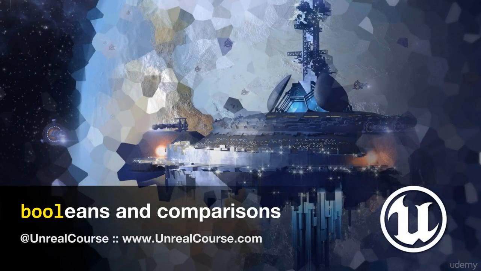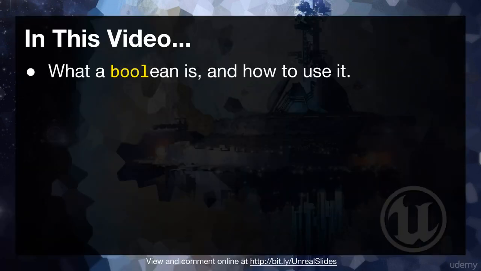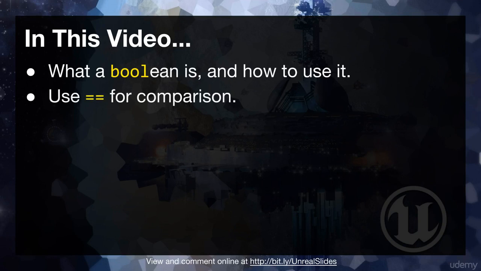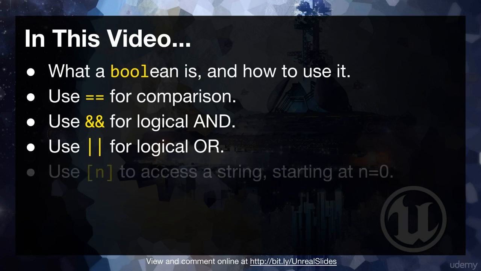So welcome to this exciting video on Booleans and comparisons. In this video we're going to explain what a Boolean is and how to use it. I'll explain that you need to use equals equals for comparisons in C++, like many other languages. And for a logical and, you need to use two of those vertical pipes for a logical or.